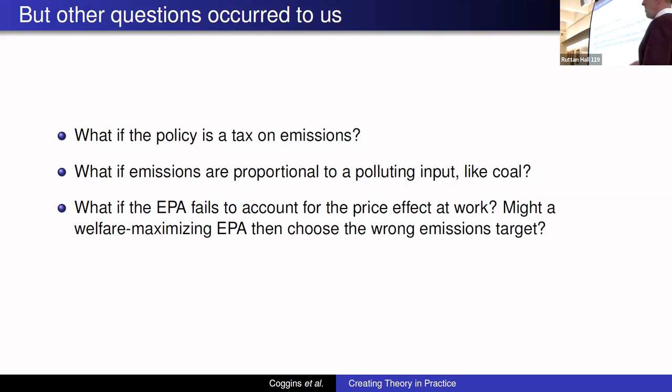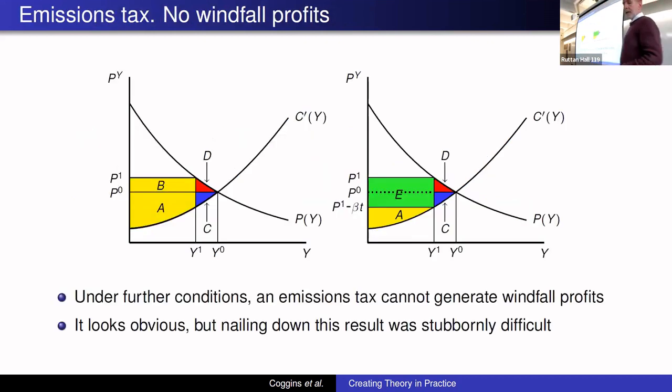And then also, what if the EPA, who are smart, but what if they fail to account for this sort of monopoly price increase thing? As they're setting policy, would they get the policy choice wrong, the level of pollution? Here's the tax case.